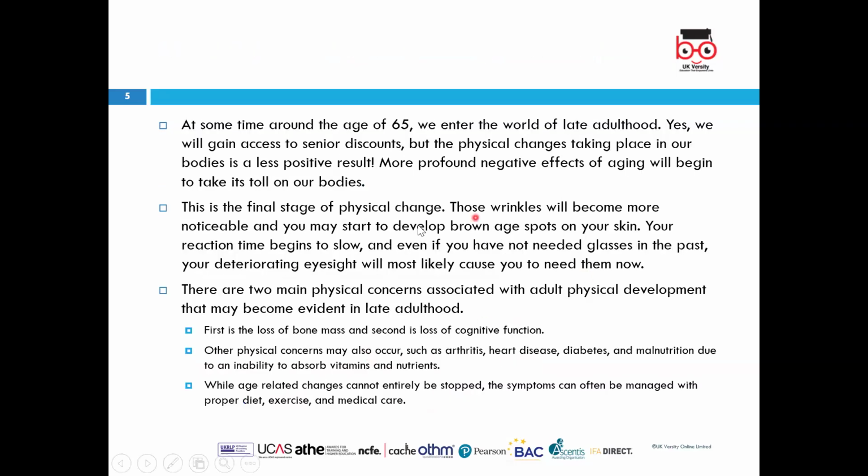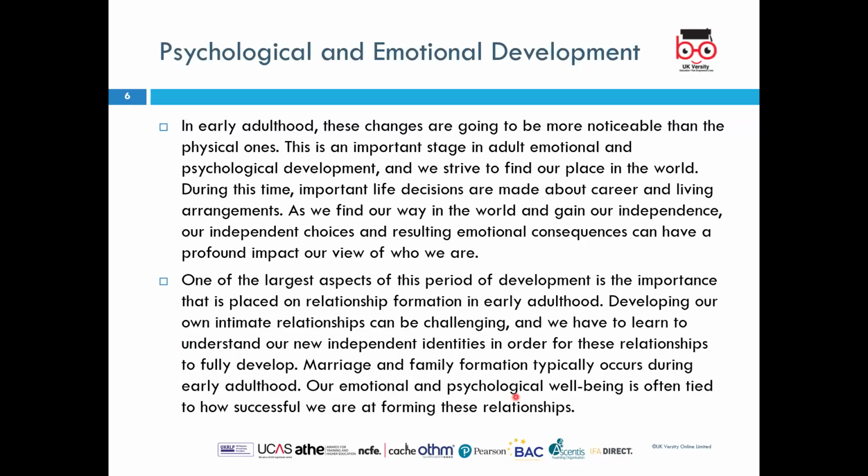So at some time around the age of 65, we enter the world of late adulthood. Senior discounts are there. The final stages take place after this age. The wrinkles become stronger. You have more brown age spots on the skin. You start losing your hair, your vitality. You start developing different conditions such as heart problems. What impacts you is your nurture at this time. If you're nurtured properly, your diet, your exercise, your medical care is proper, you would be in good hands.